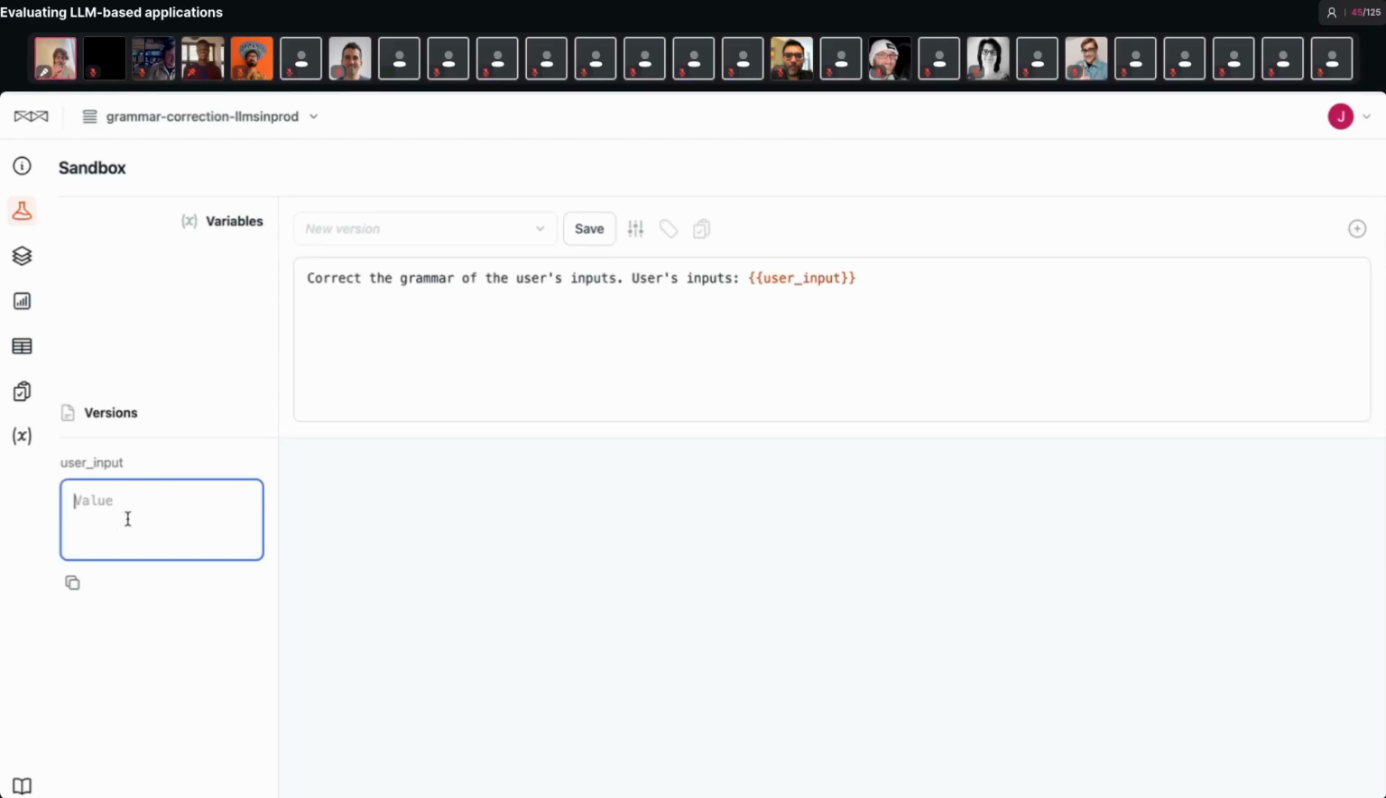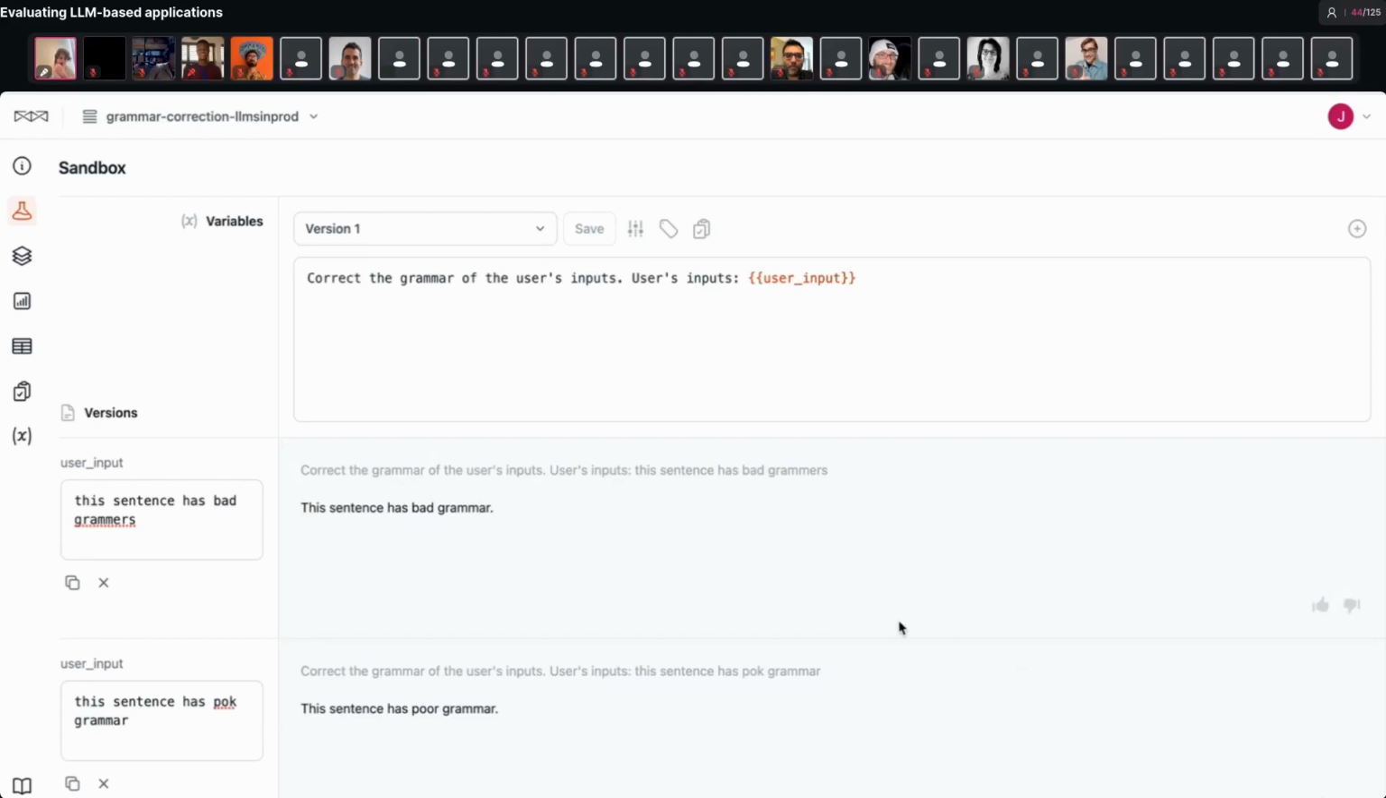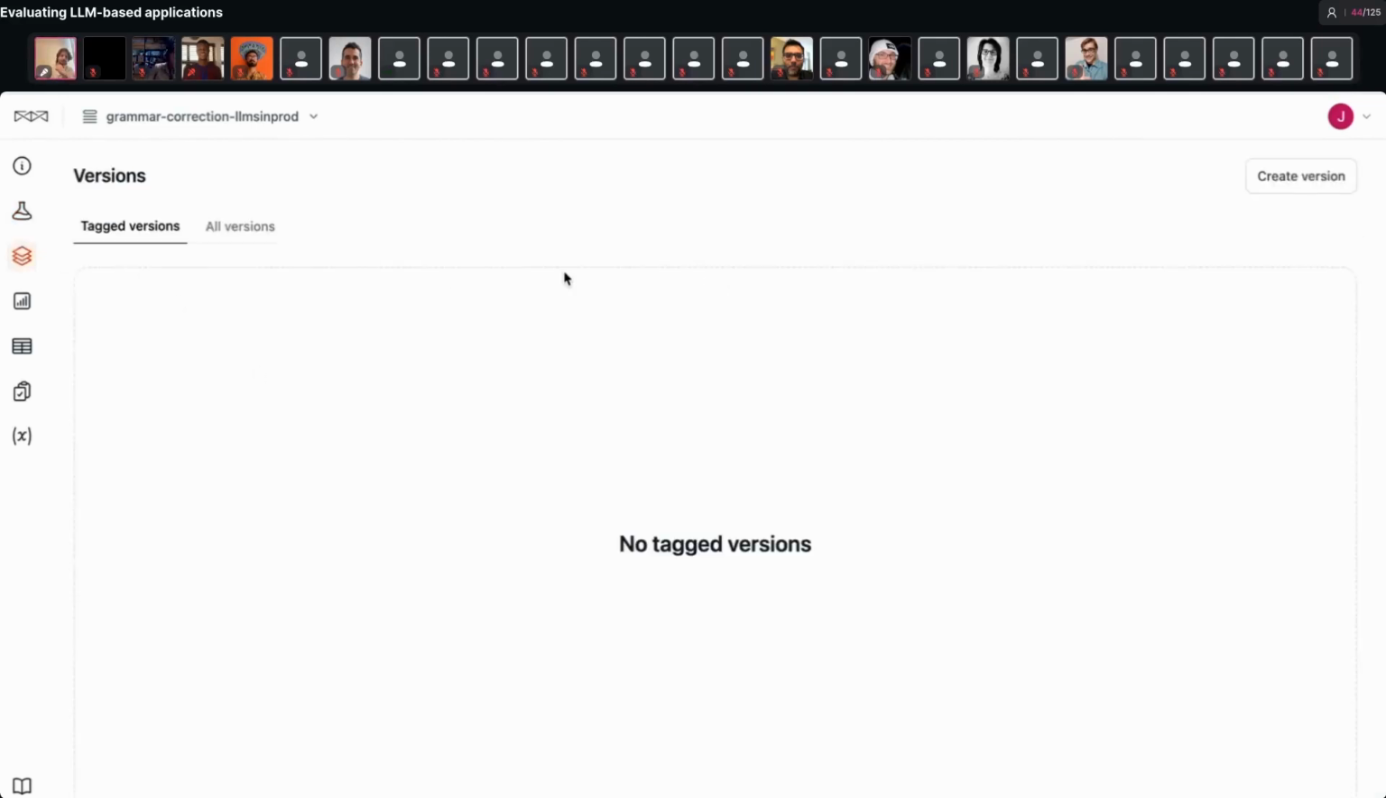Let me just get a quick sense check for whether this does something reasonable at all. So let's do, this sentence has bad grammars. Then another one, this sentence has okay grammar. Let's just make sure the model does something reasonable. Okay, so high level sense check, this seems fine, right? But the question now is, just because it worked on these two examples that I just made up on the spot, how do we know that it's actually working more generally than that? That's where evaluation comes in.